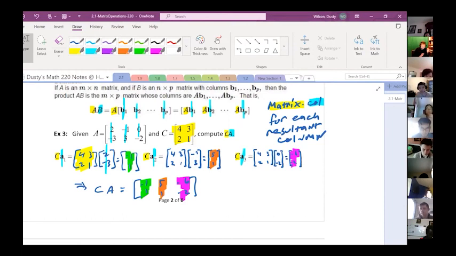What if A has more rows? If A has more rows, then it wouldn't be defined. So I think we're going to talk about that just next. So good question, Hui.